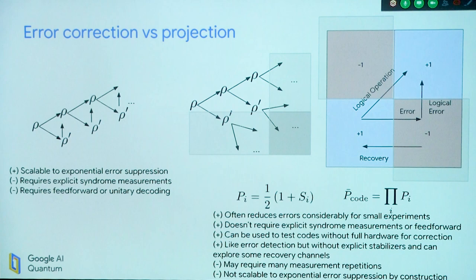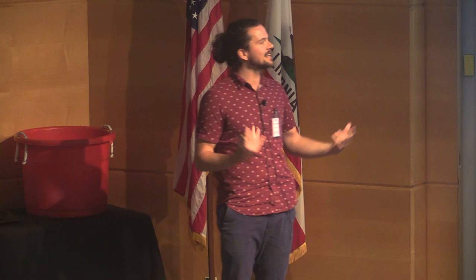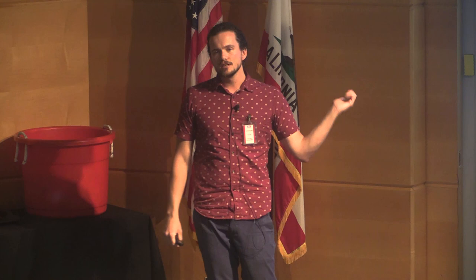And I'm going to tell you how I do that in a second, but the upside is that we've seen this considerably reduces errors for small experiments, doesn't require any explicit syndrome measurement or feed forward, which is actually why it obtains very high thresholds, or pseudo thresholds rather. It allows you to test codes in current hardware without any connectivity constraints. And it's like error detection, but without explicit stabilizers, which often carried their own overhead. The downside is it carries a number of measurement repetitions that cost you with the fidelity of the state. So if your state is quite bad, you're going to pay in many more repetitions. If your state is quite good, you actually add no additional cost. And I'll show you how that is in a second.